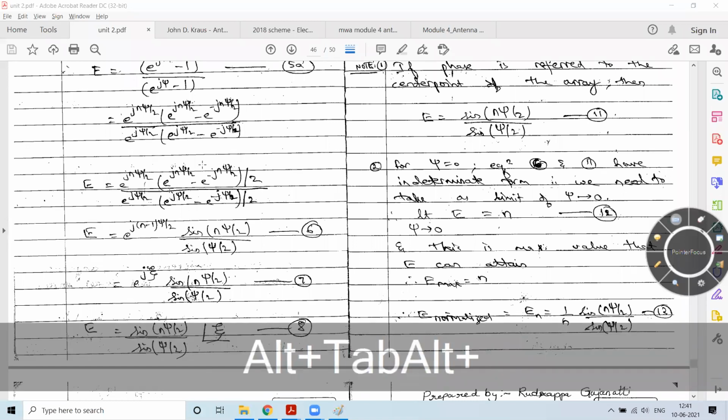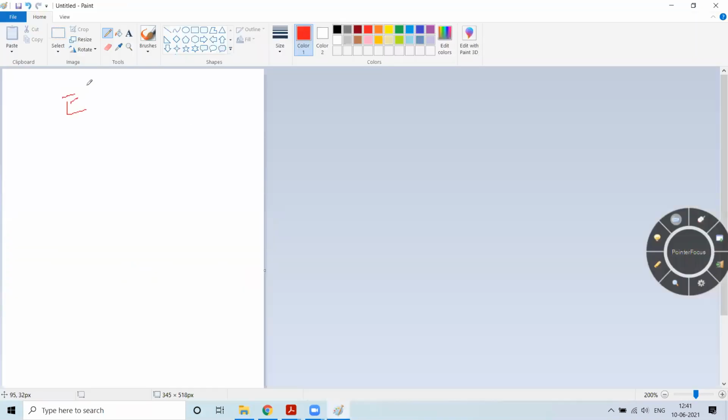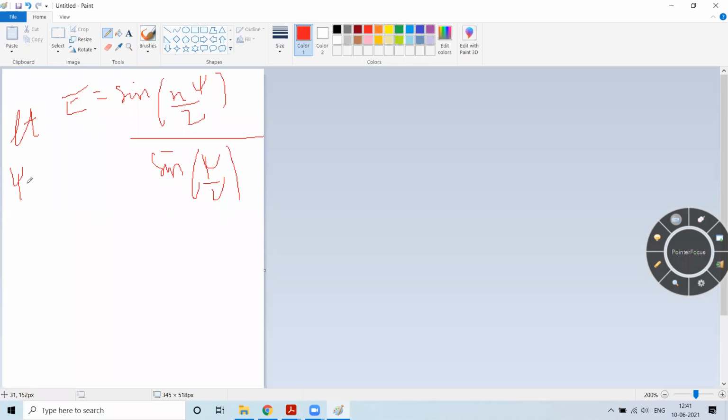we have this equation. E is equal to sine n psi by 2 divided by sine psi by 2. Now what I have to do is evaluate this as psi tends to 0. So this is nothing but the limit as psi tends to 0 of sine n psi by 2 divided by sine psi by 2.